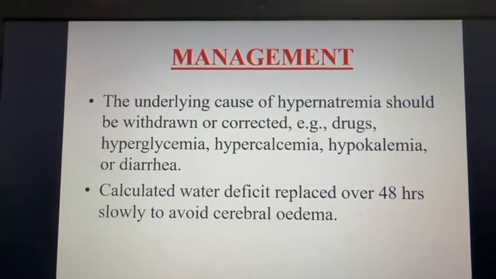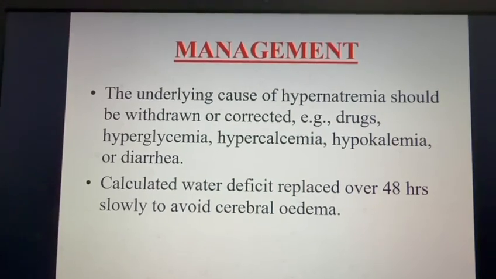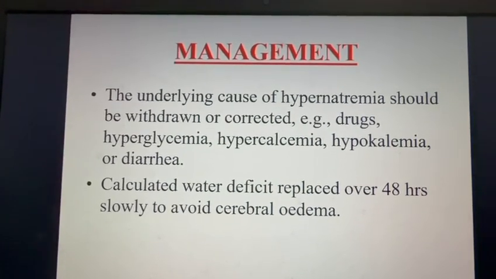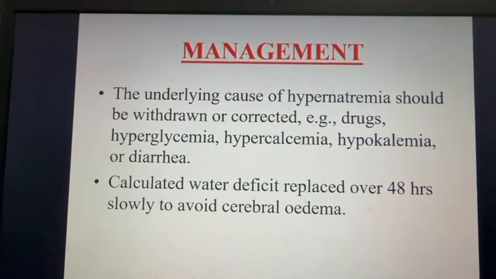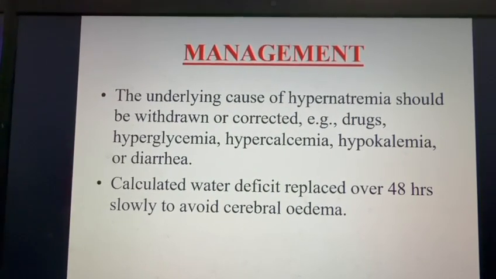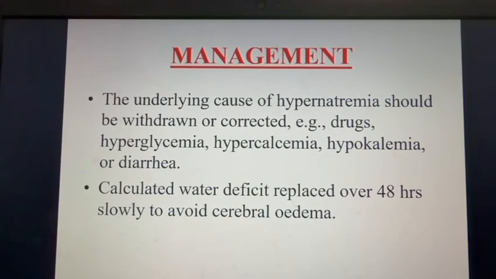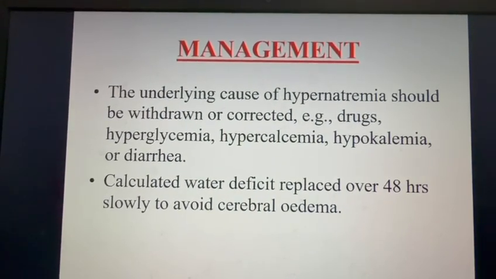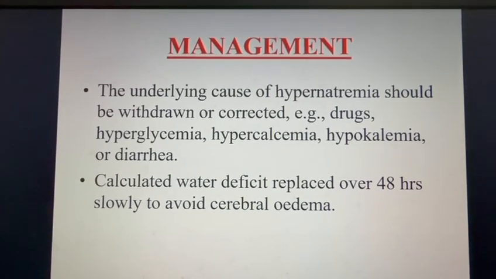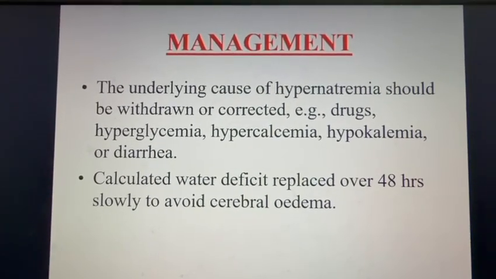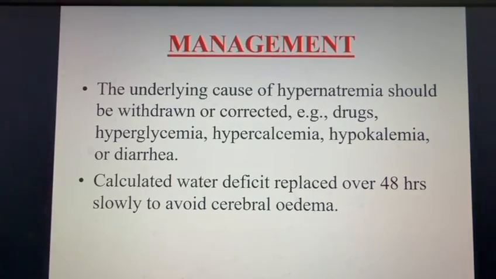Management is basically finding out the underlying cause of hypernatremia. It should be corrected, like drugs or any hyperglycemia, hypercalcemia, hypokalemia or diarrhea. If it is due to water deficit, the water deficit should be calculated, and it is replaced slowly over 48 hours, and rapid correction is avoided.